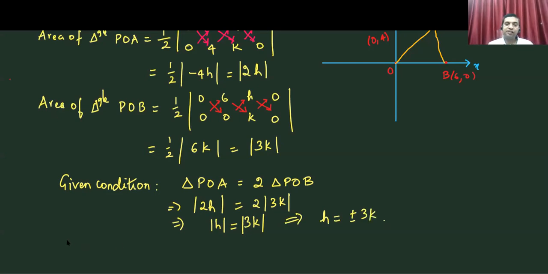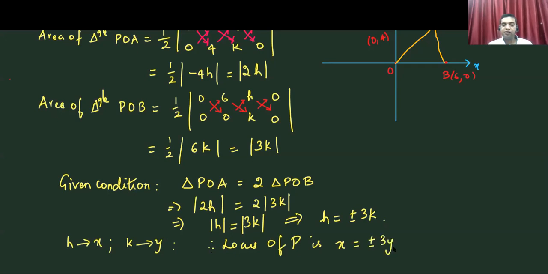Therefore, now we replace h by x and k by y. Therefore, locus of P is x equal to plus or minus 3y. This is the equation to the locus. Please take down. Is it clear? Very simple application.